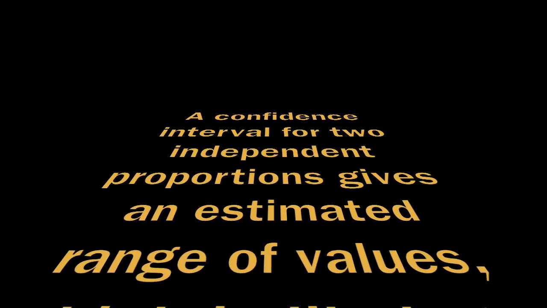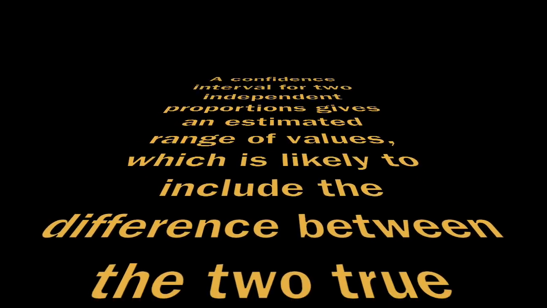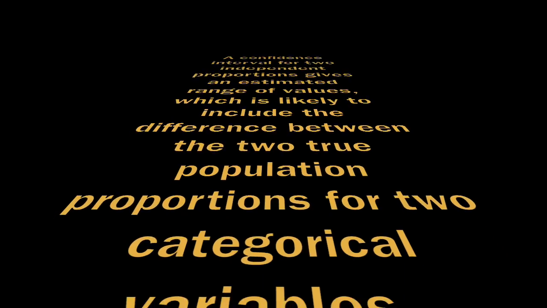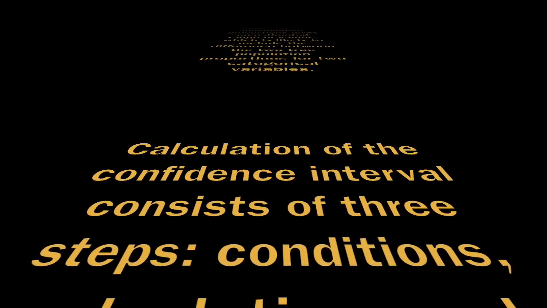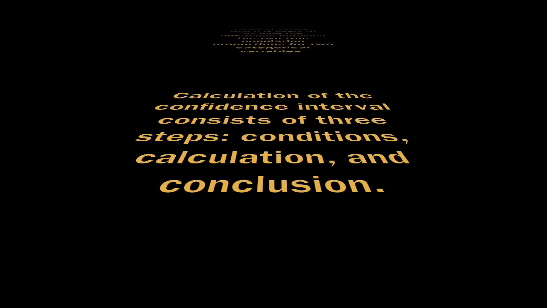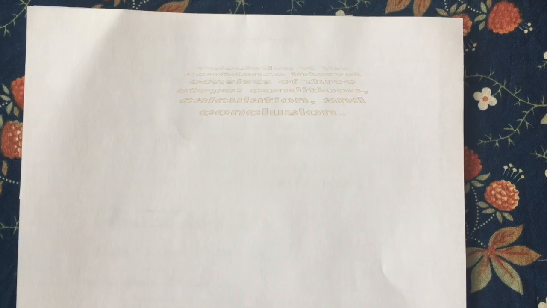A confidence interval of two independent proportions gives an estimated range of values, which is likely to include the difference between the two true population proportions for two categorical variables. Calculation of the confidence interval consists of three steps: conditions, calculations, and the conclusion.